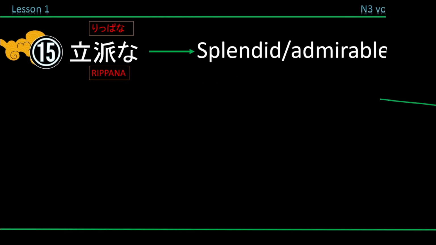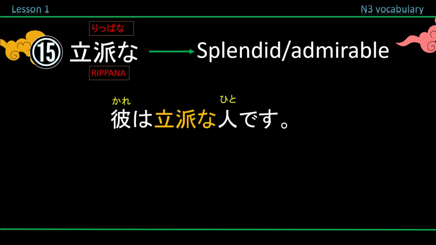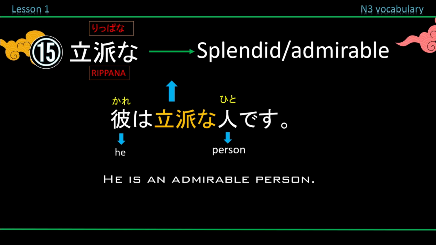The next is rippana. Rippana means admirable, fine, or respectable. Here is a simple sentence. Kare wa rippana hito desu. This means he is an admirable person.